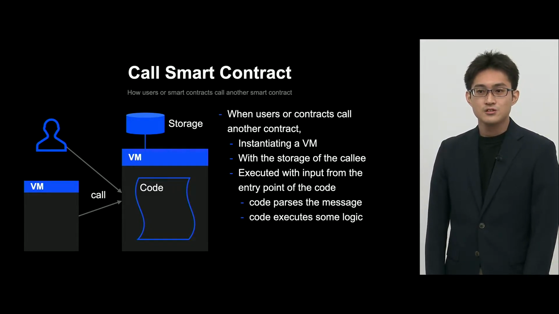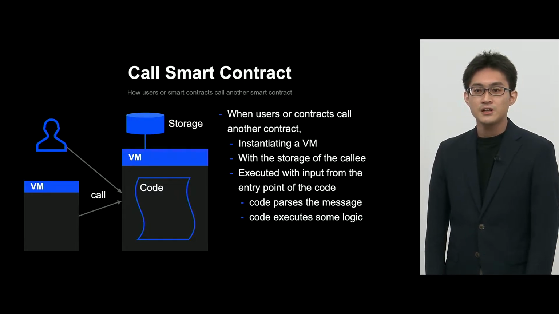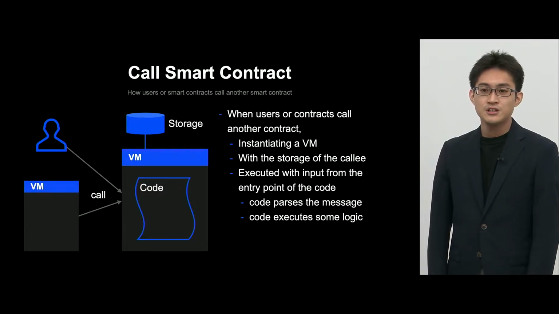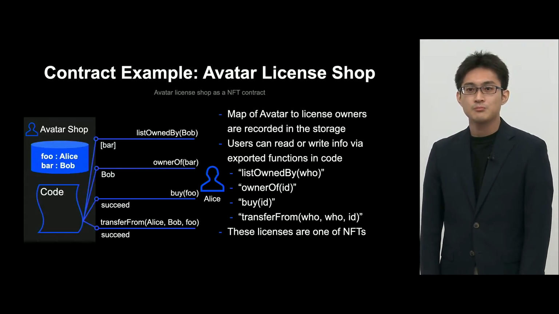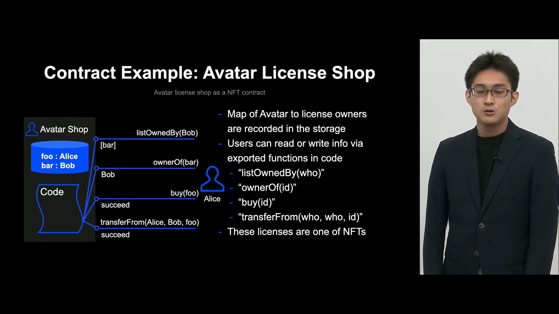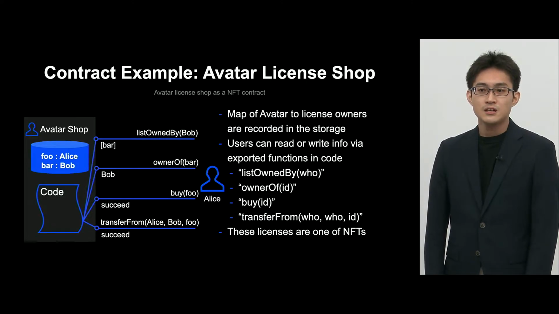When the contract is called by the user or other contracts, a VM to execute the code is called, and the code will access the storage. In most cases, the first job of the code is to read the input and dispatch that to the appropriate function. Let's look at an actual example to see the role of the code in the smart contract.